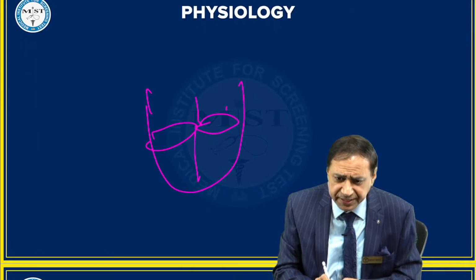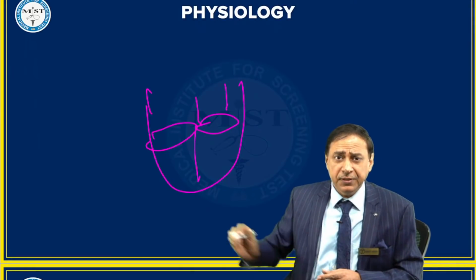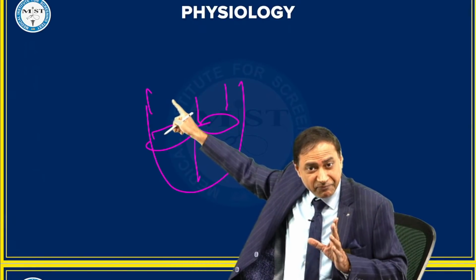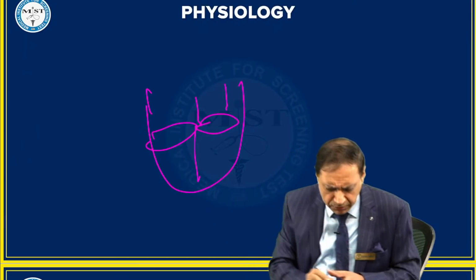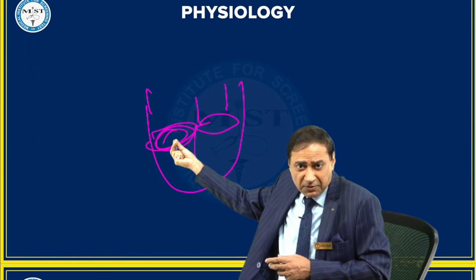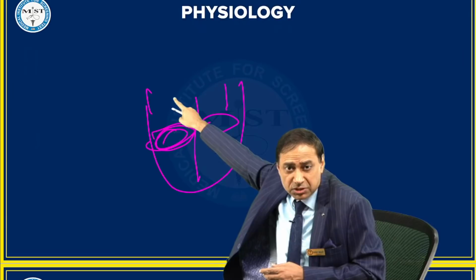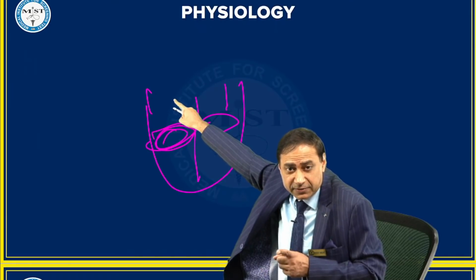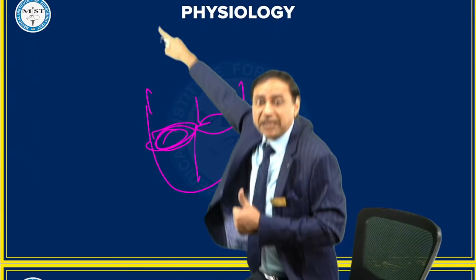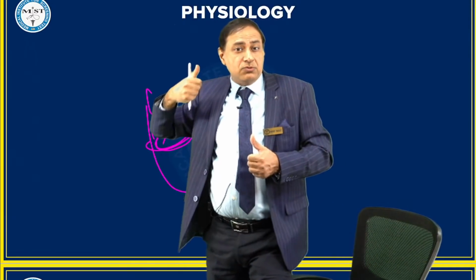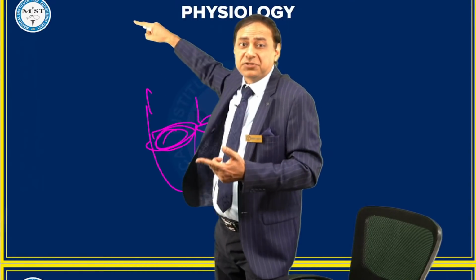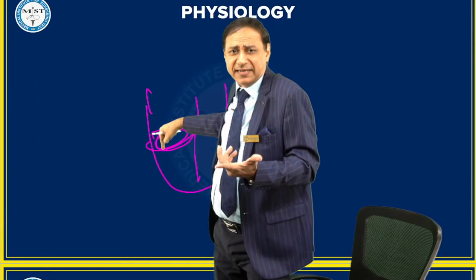There are 4 chambers here. When this contracts, the pressure here is increased, A wave. When this tricuspid valve is stenosed, suppose this valve becomes small, then when this chamber, the right atrium, contracts, the blood, instead of going here, will go backwards in the jugular vein. So the A wave will become more prominent. The prominence of the A wave may occur in tricuspid stenosis.